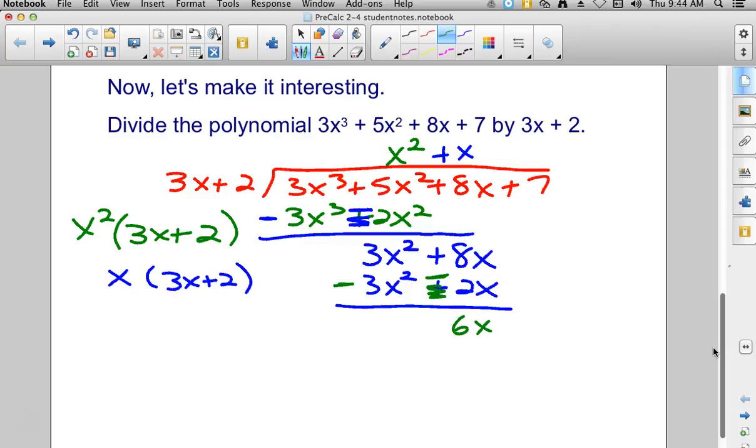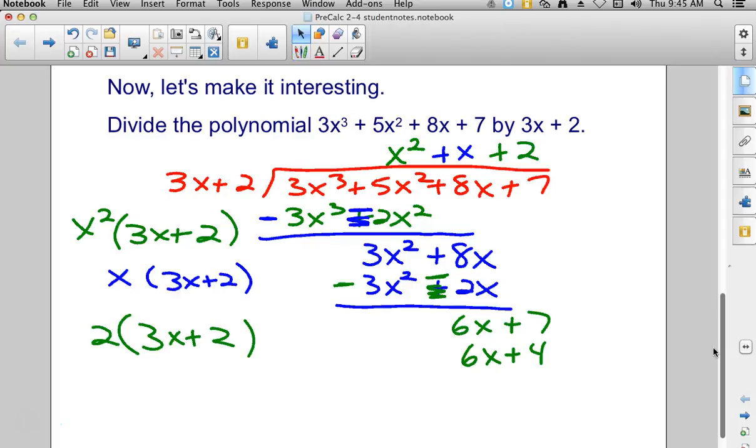What should we do next? Pull the 7 down, exactly. We're finally at that last digit. So now we have our 3x plus 2. What's going to be required to make that work? And that will give us 6x plus 4. It did its job. It's going to get rid of that first term for us. But we have to change the signs and add.